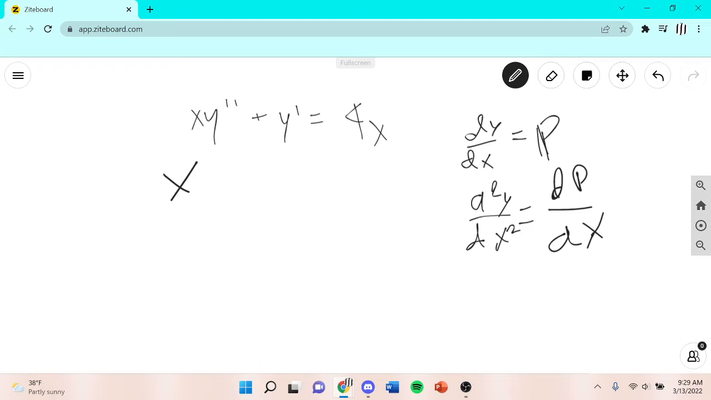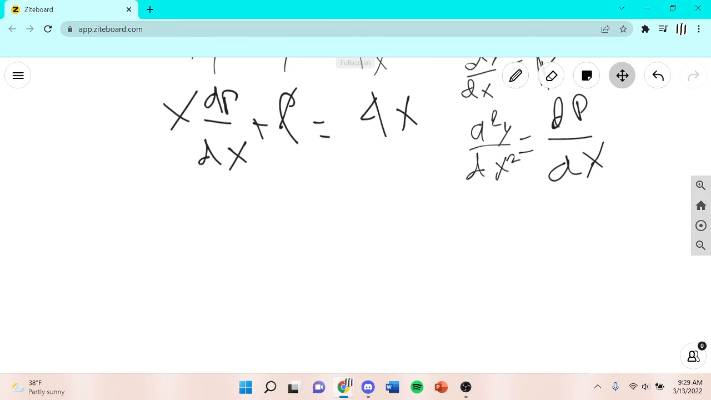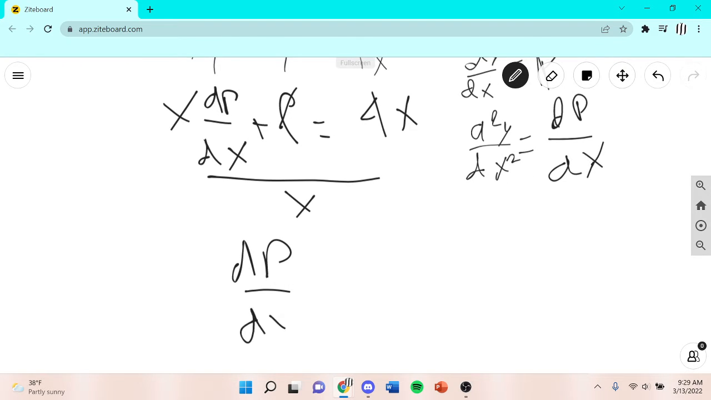We're going to say x times dp over dx plus p, because y prime is dy over dx, equals 4x. Alright? So from this, it's actually going to just become something where we can use the integrating factor. So divide by x on both sides. We're going to get dp over dx plus 1 over x times p is equal to 4.